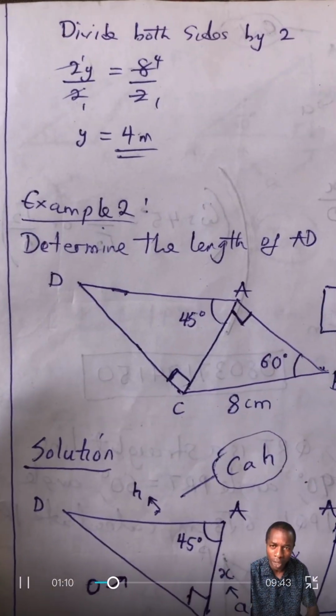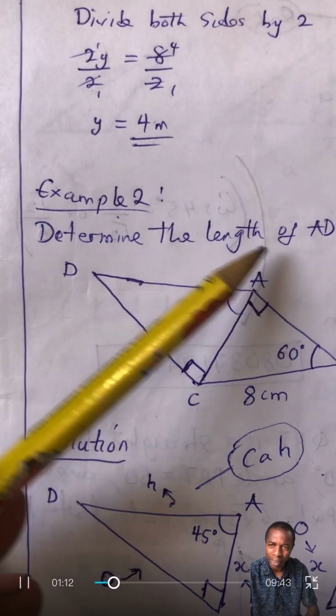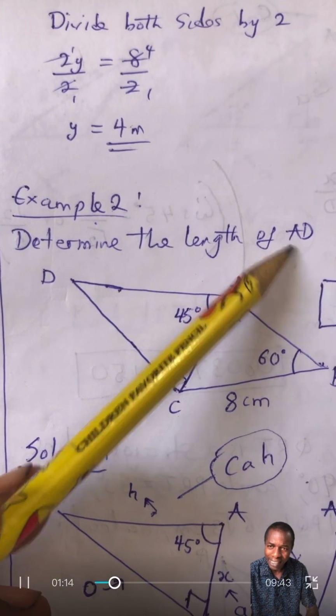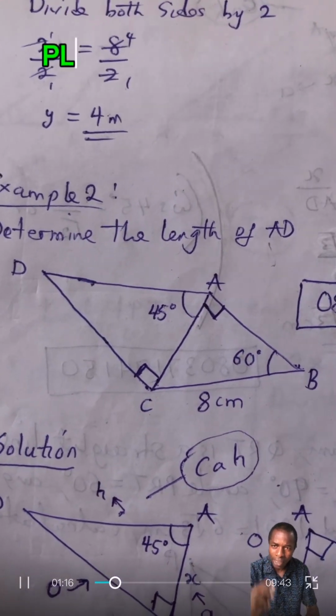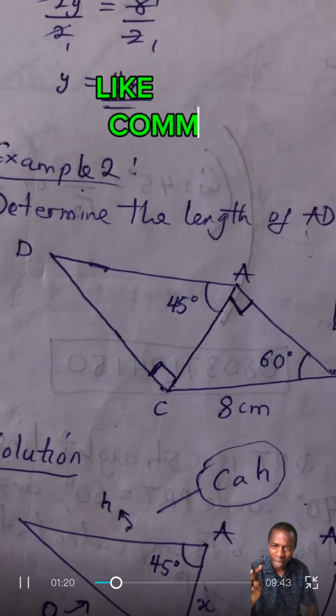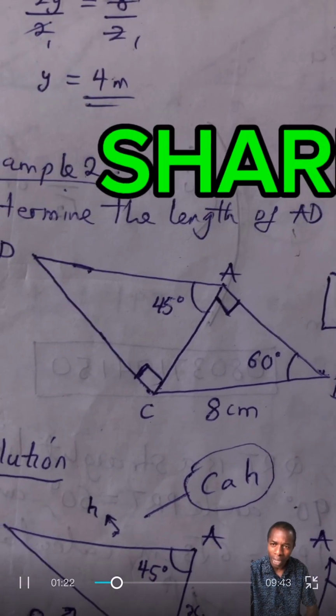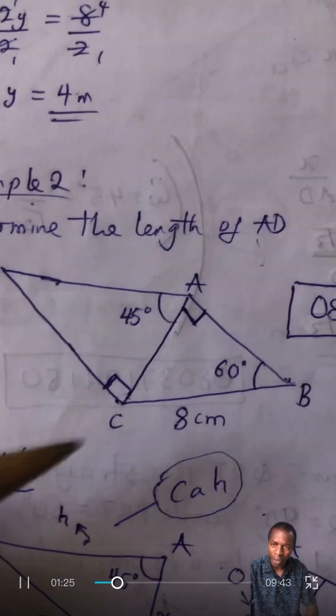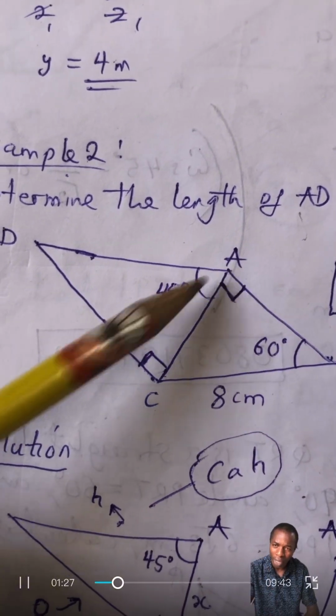So this is example 2. Let me read it. Determine the length of line AD. If you look at this diagram or this shape, it has two right angle triangles, one at angle C and the other one at angle A.